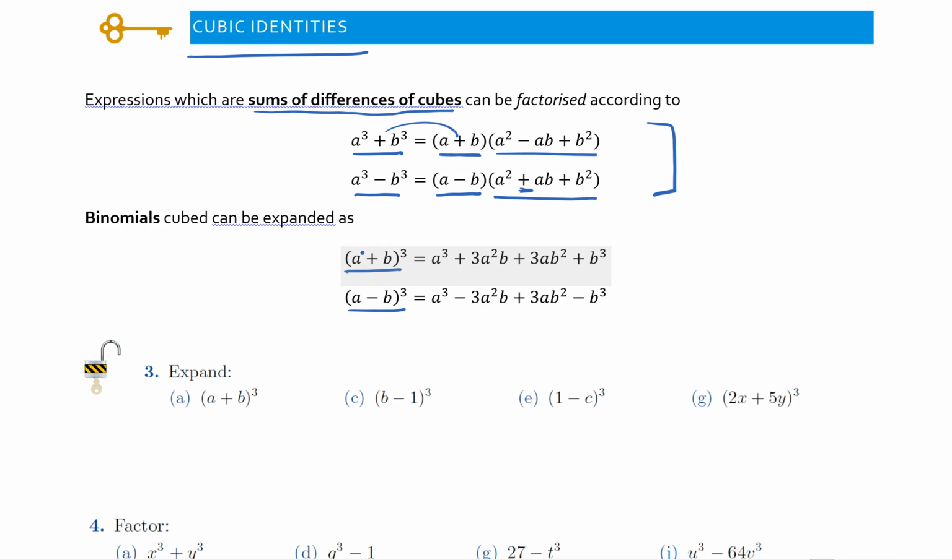With cubes, there's simply another pattern. So there are going to be 4 terms. There'll be an a cubed and a b cubed, and the other 2 terms will have a 3 as the coefficient. So just a little bit of background. You may have come across Pascal's triangle at some point, and you will later on in the extension in Year 12. So Pascal's triangle goes like this.